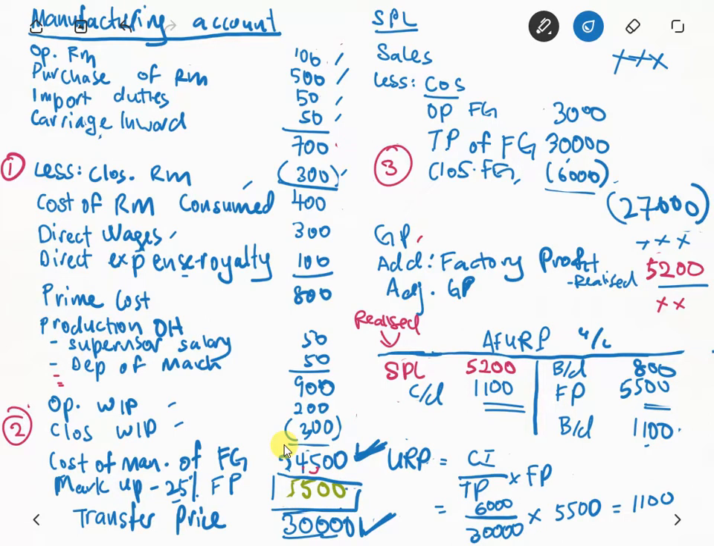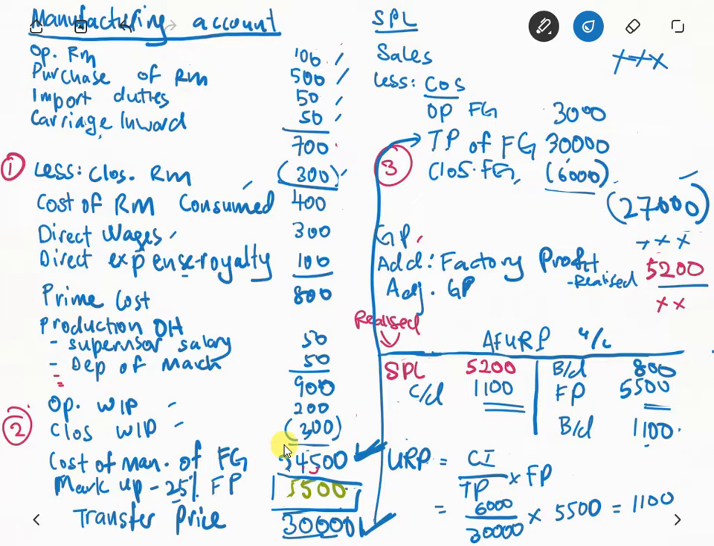30,000 will be transferred to here. Correct? Again, if it's external publication, do we show opening, transfer, closing? Do we show opening finished goods, transfer, closing? No. We have to show them as part of our working. We only show 27,000. Is it okay?